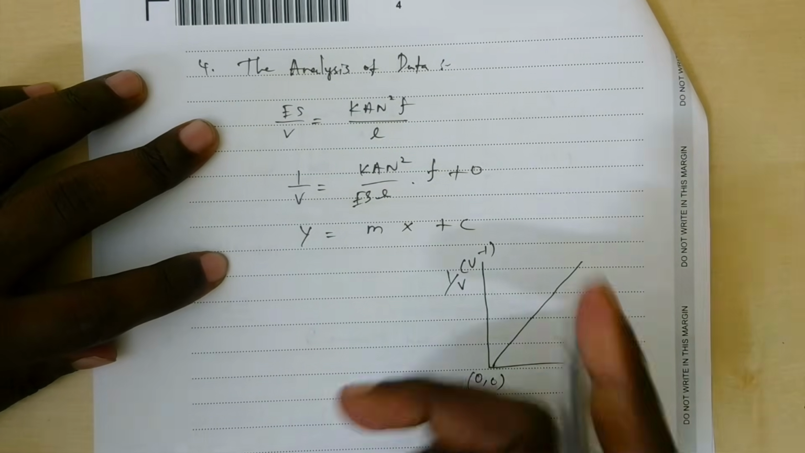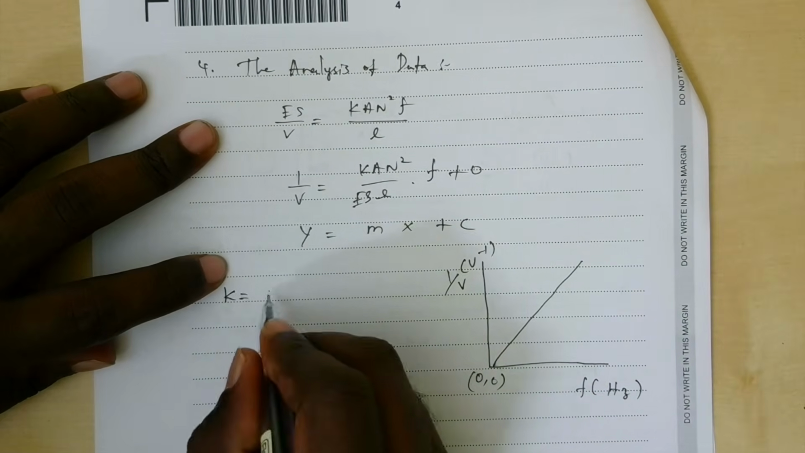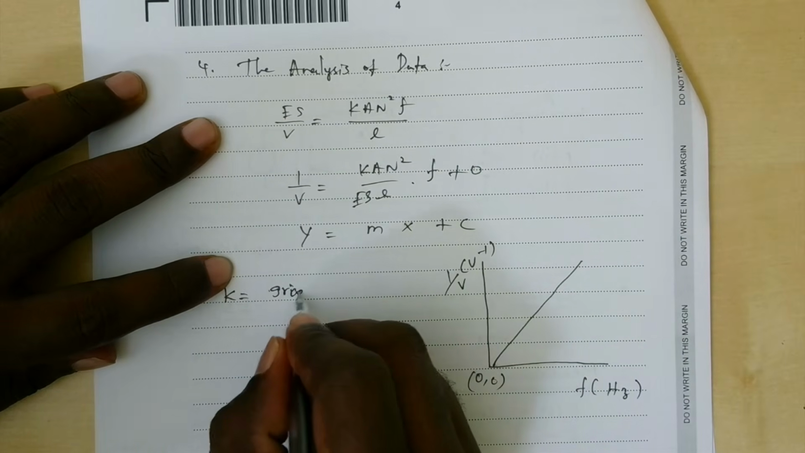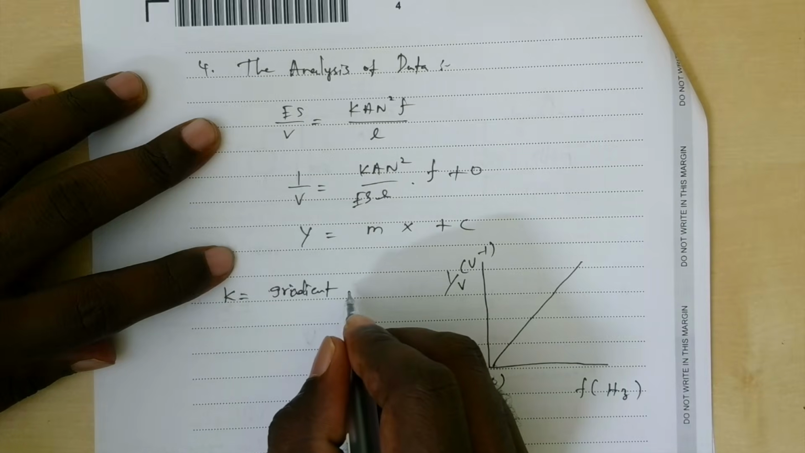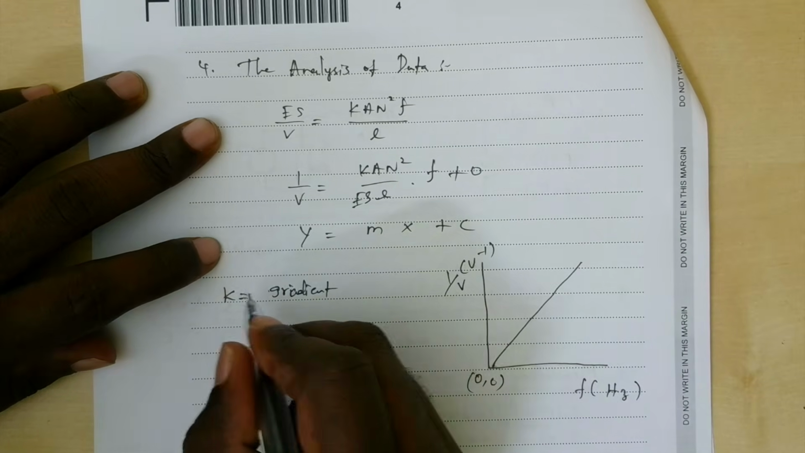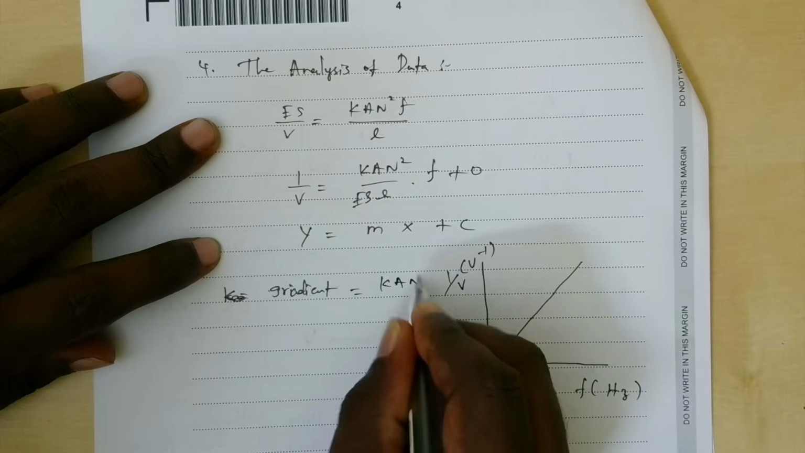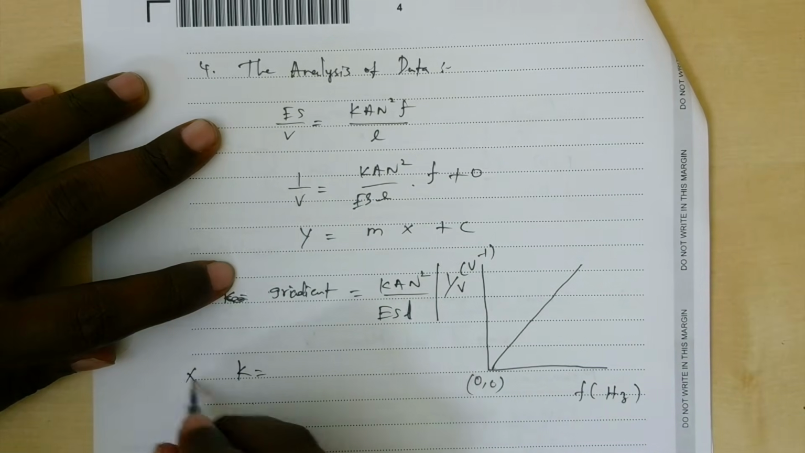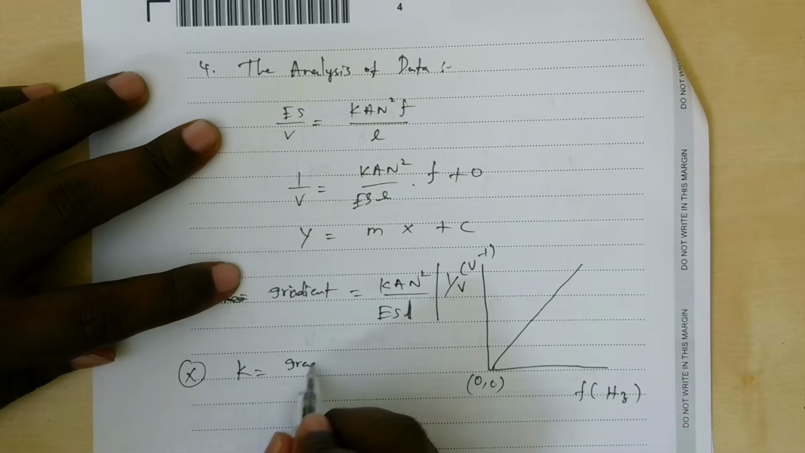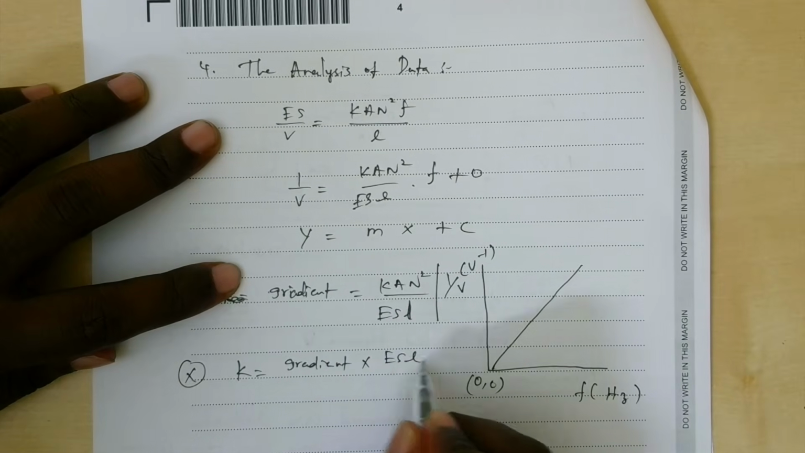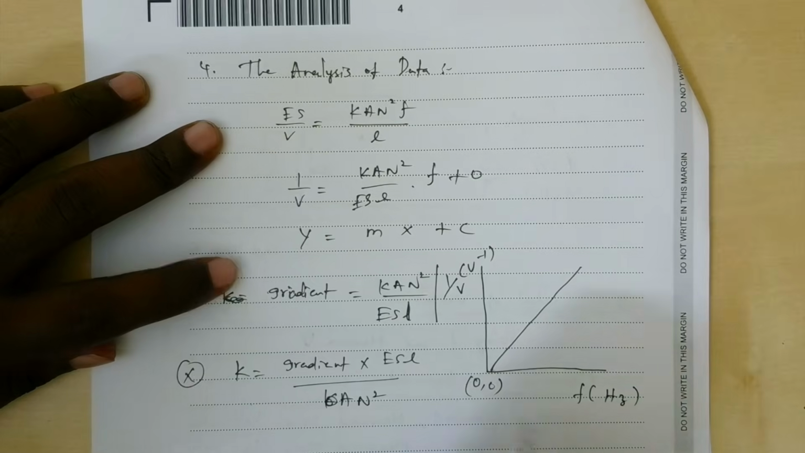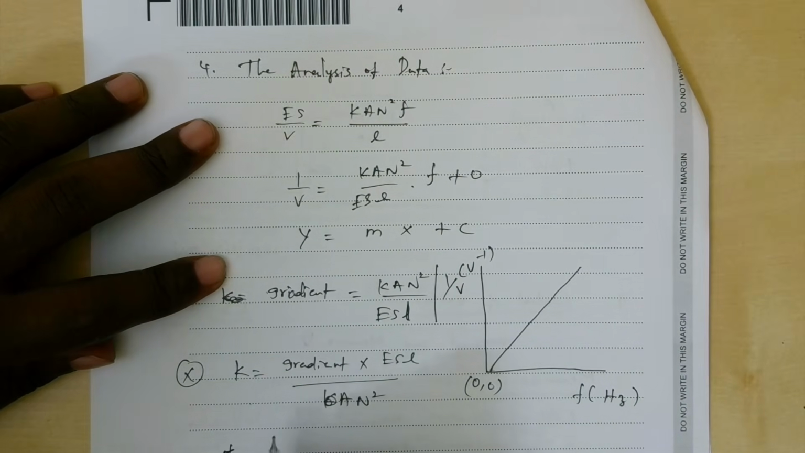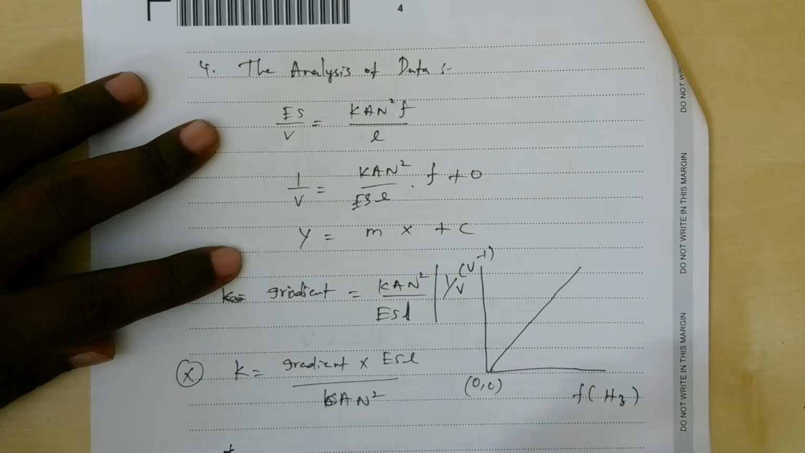Now we will write K. You have to write gradient, or M, but if you write M, you have to mention it is the gradient. Gradient equal to K A N square divided by ESL. From this, K equal to gradient into ESL divided by A N square. This equation is very important, this is the thing that we are working for. And you will write the relationship is valid only if the line is a straight line and passes through the origin.